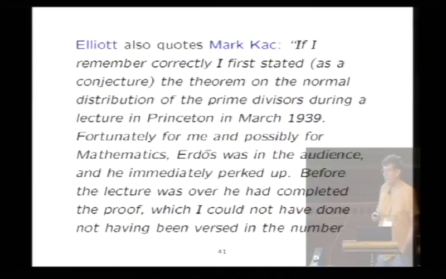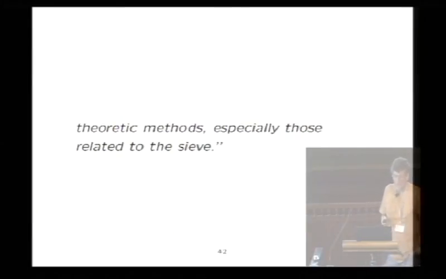And Elliott also quotes Mark Kac in around the same place in the book, and Kac writes, if I remember correctly, I first stated as a conjecture the theorem on the normal distribution of the prime divisors during a lecture in Princeton in March 1939. Fortunately for me, and possibly for mathematics, Erdős was in the audience, and he immediately perked up. Before the lecture was over, he had completed the proof, which I could not have done, not having been versed in the number theoretic methods, especially those related to the sieve.